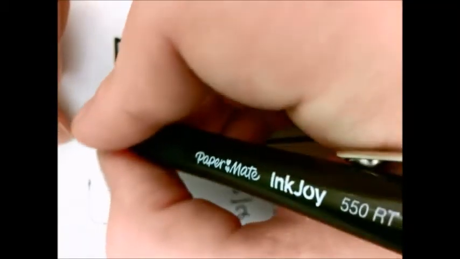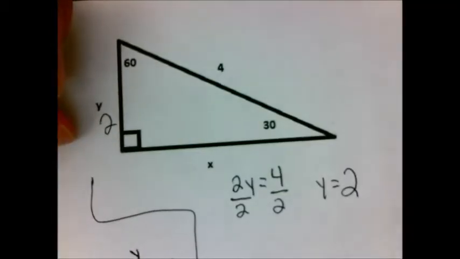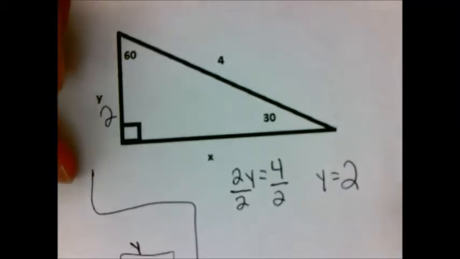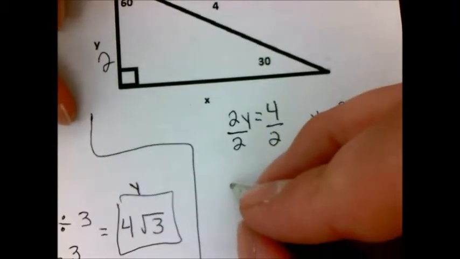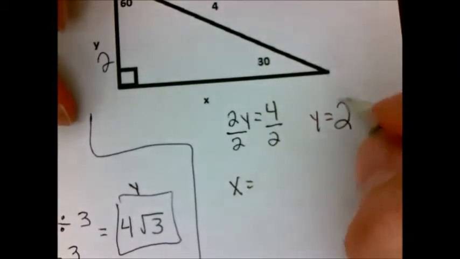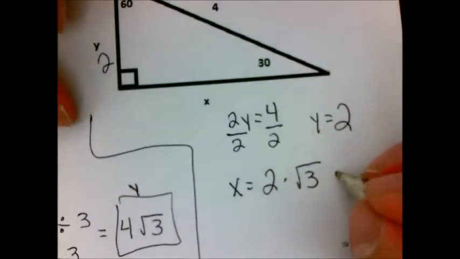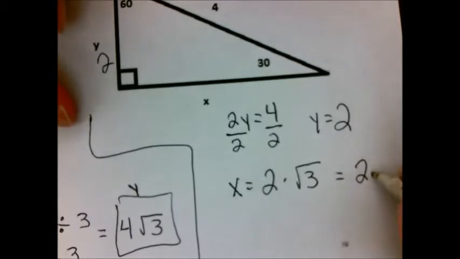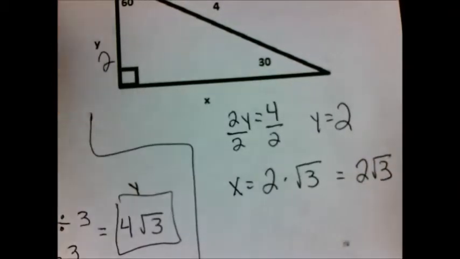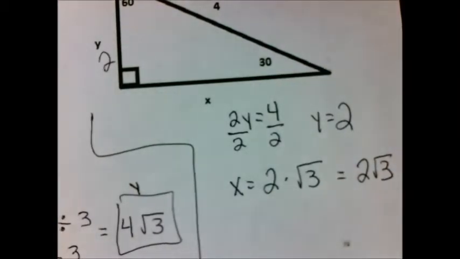So we know this is 2 over here. Now we've got to find x. X is the shorter leg, which is 2, times the square root of 3, which gives us 2 square root 3. And that's the answer for x and for y.